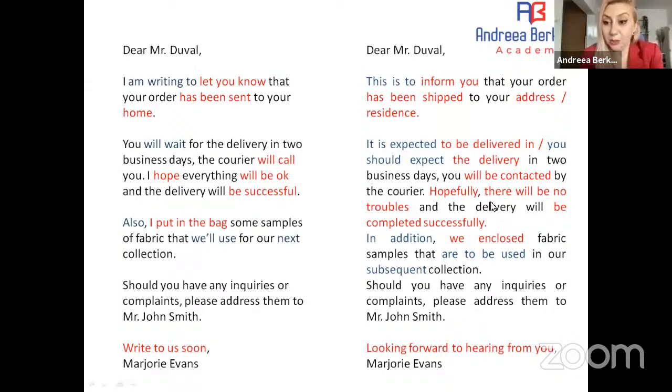But it's understandable because, as a matter of fact, this is something that you would send, as far as I can see, to a physical person, not to a company. So yeah, I think it's understandable. So will wait is replaced with expected, or you should expect. And I also have the delivery, of course, which is not highlighted in the informal one, because if you say you should expect the delivery, then it remains the same.